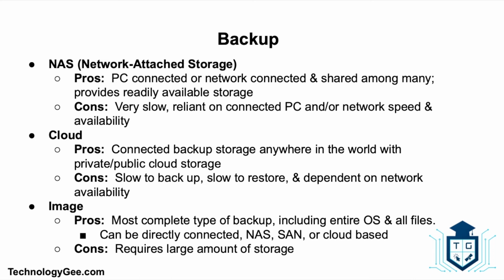So you have cloud backup. The pros: it provides connected backup storage anywhere in the world with private and public cloud storage. The cons: it can be slow to back up, slow to restore, and is dependent on network availability. You have an image, and the pros: this provides the most complete type of backup, including the entire operating system and all other files, and it can be directly connected to network attached storage, a storage area network, or it can be cloud-based. And the cons: it requires a large amount of storage.